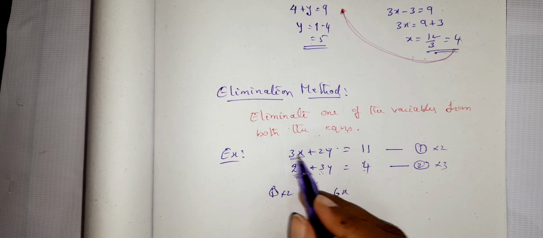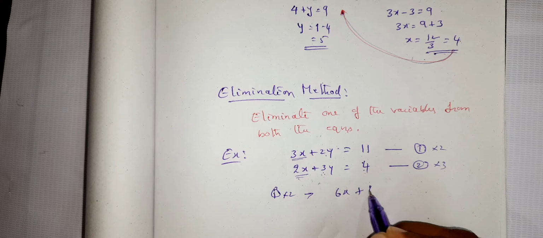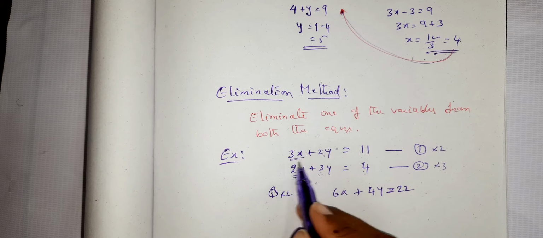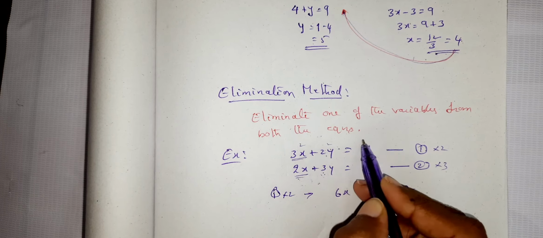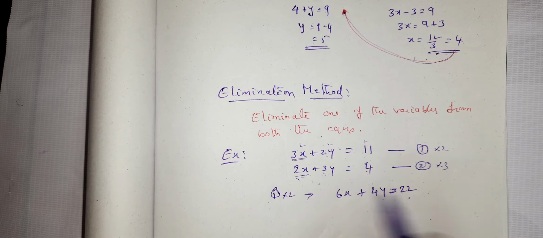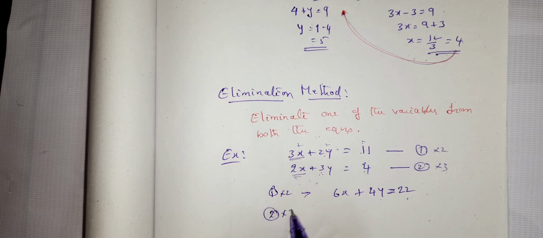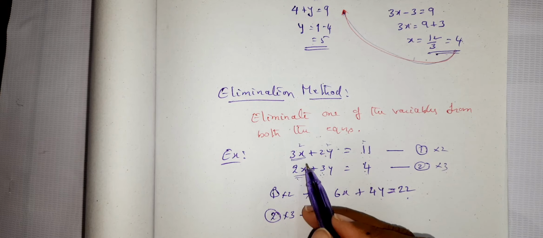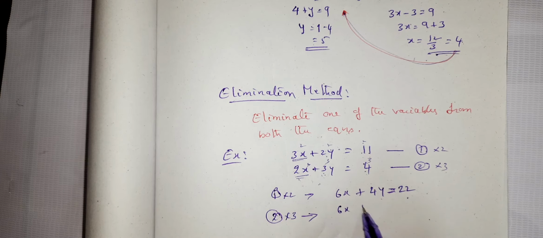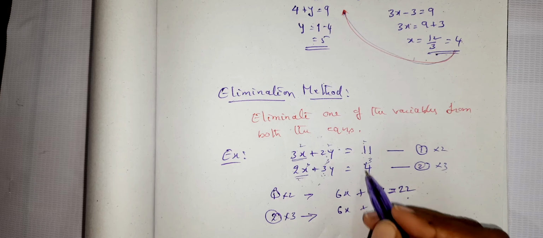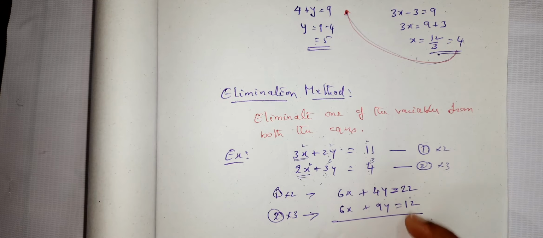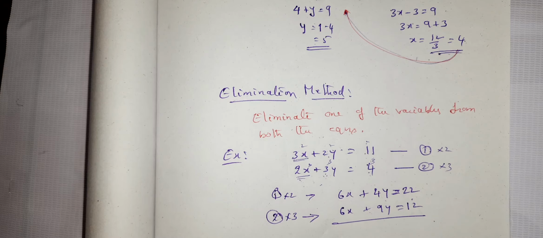What is that? 6x, 2 3s are 6, plus 2 2s are 4y, is equal to 2 11s are 22. So the complete equation you are multiplying with 2. So 2 3s are 6, 2 2s are 4, 2 11s are 22. Now the second equation you are multiplying with 3. Right? So 2 3s are 6x, 3 3s are 9y, 4 3s are 12. So you got both equations changing their form, that's all.